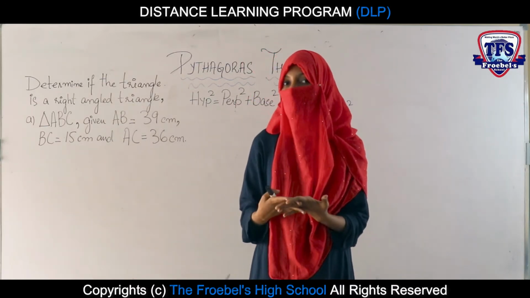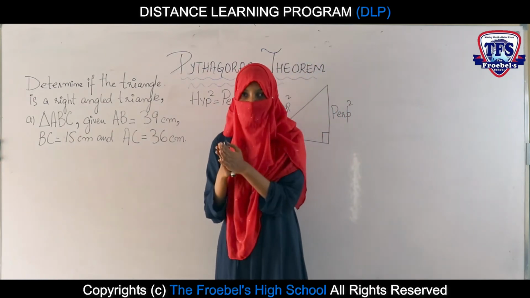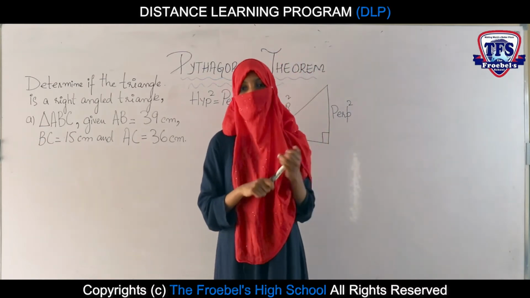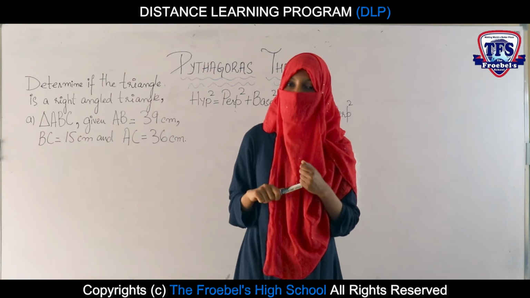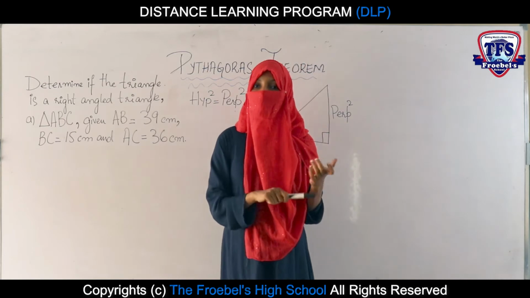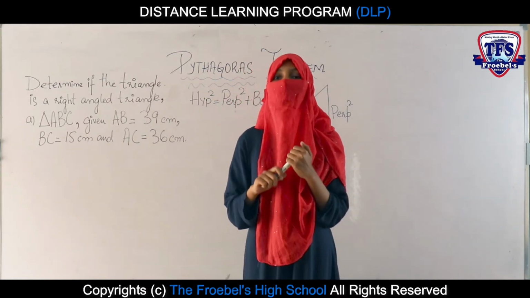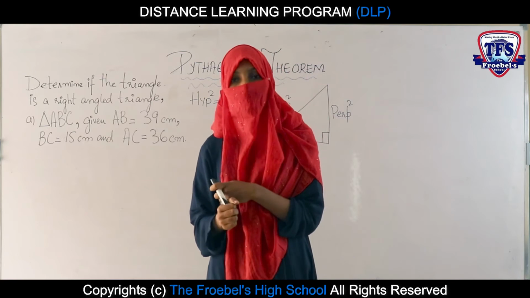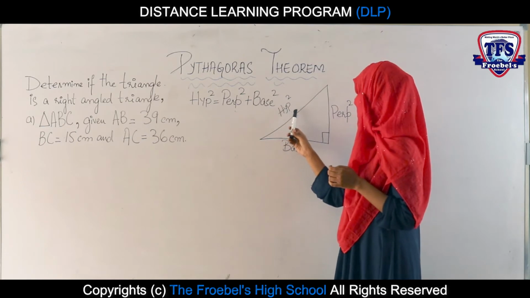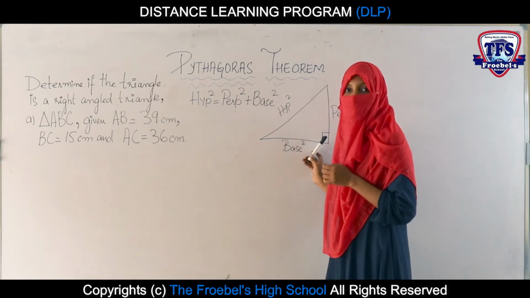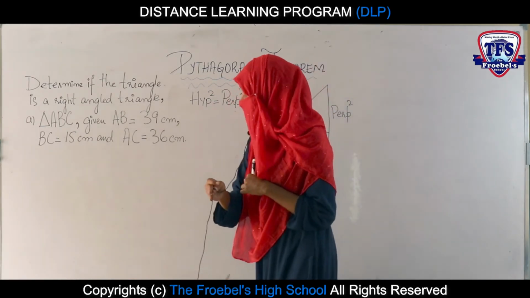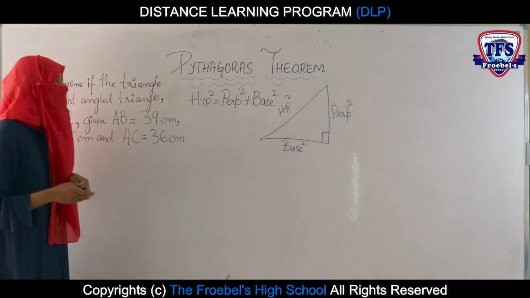So how can we prove that? First of all, we select the largest side of the triangle and consider it as the hypotenuse. We take the square of the hypotenuse and compare it with the result of the addition of the perpendicular square and the base square. If both results are equal, it proves that the longest side is actually opposite to the largest angle, which is 90, and this will prove the converse of the Pythagoras theorem. So here's an example.